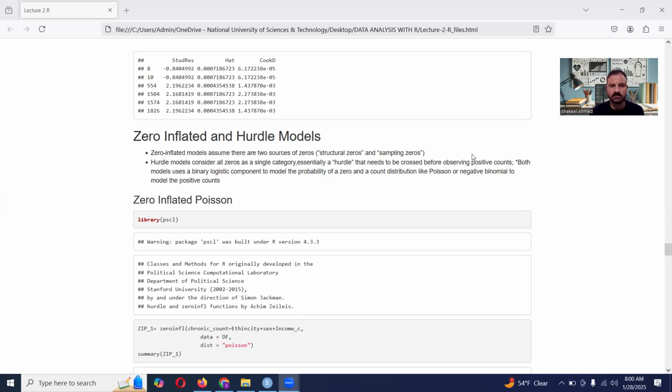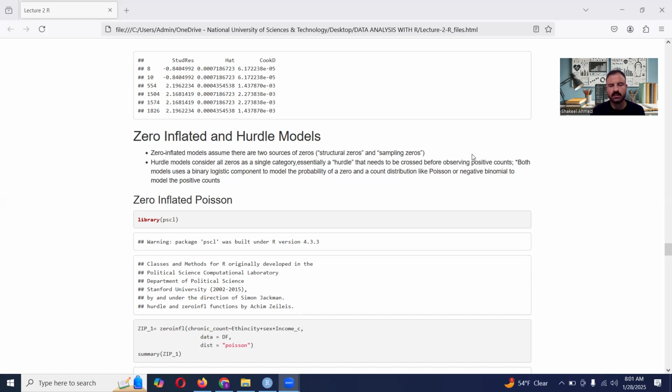So in zero-inflated models, we first apply a binomial model to assess whether the zero is a structural zero or a sampling zero, and then a count model is used to model the number of counts that starts from 0, 1, 2, 3, like a Poisson distribution; a negative binomial distribution we can use.